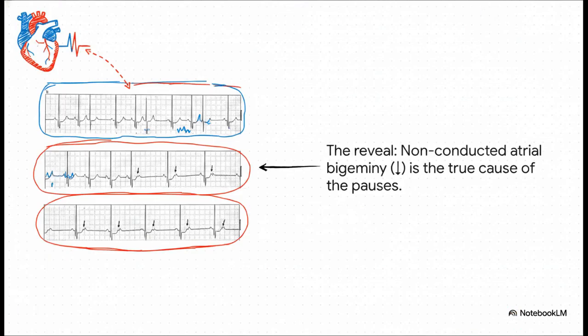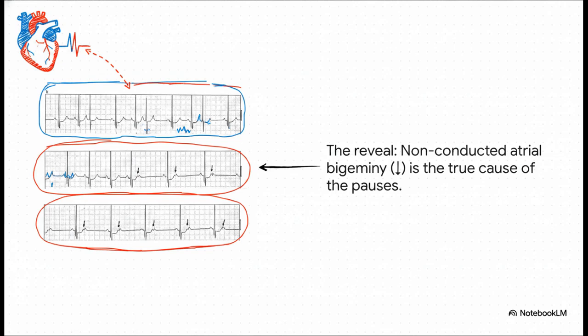But now, look closer. The entire diagnosis hinges on something hidden in plain sight. Look at the T wave immediately preceding each pause. Do you see it? Indicated by the arrows, there is a subtle deformity, a little notch on the T wave. That is a hidden premature P wave. This is not sinus node dysfunction at all.